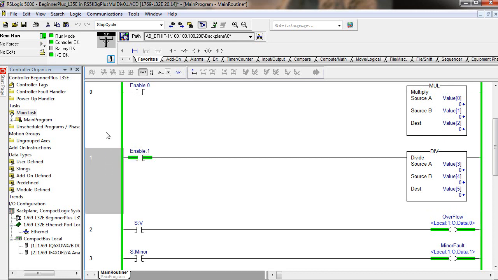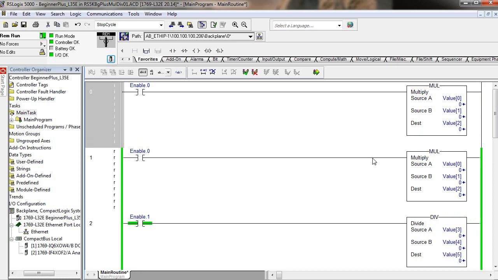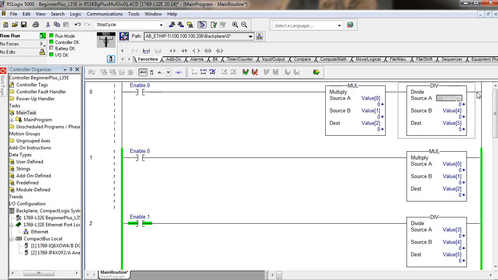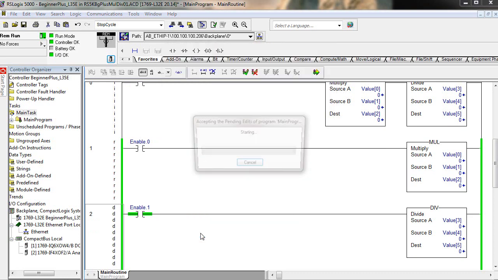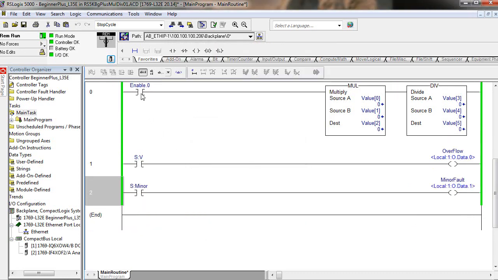So I will double click on this rung and pull the divide back up to here. Delete this rung and finalize all edits. See, now we're back where we started. Toggle that bit and you see we have our overflow. So the overflow is on simply because we have a divisor, source B of 0.